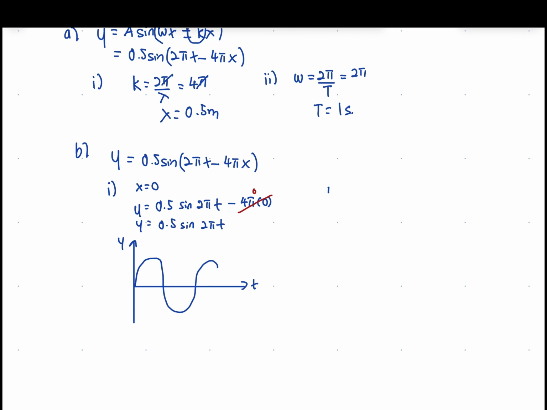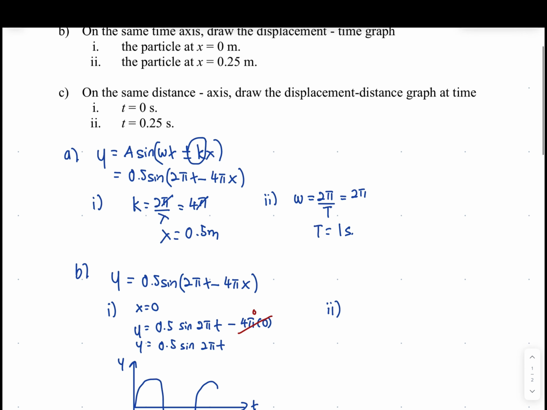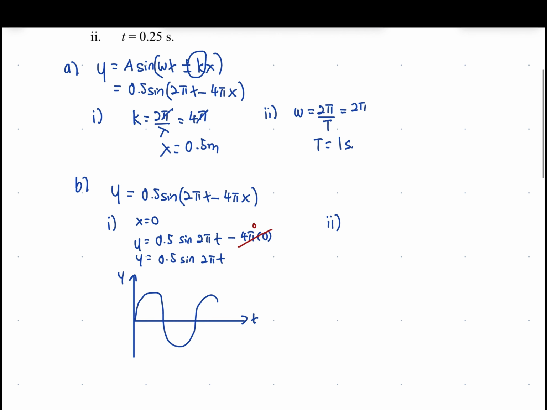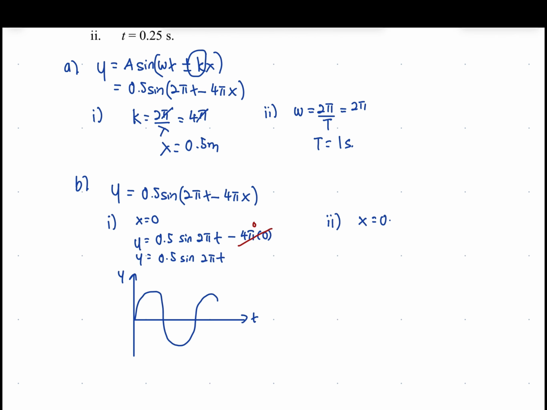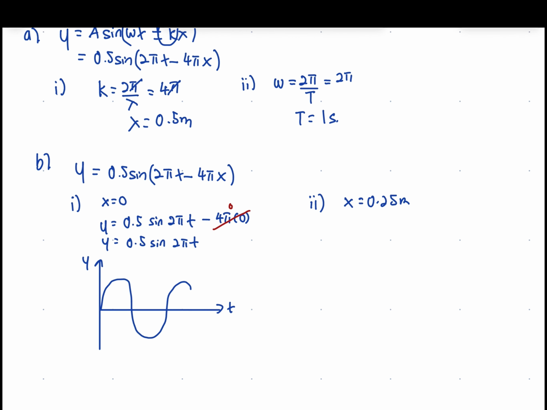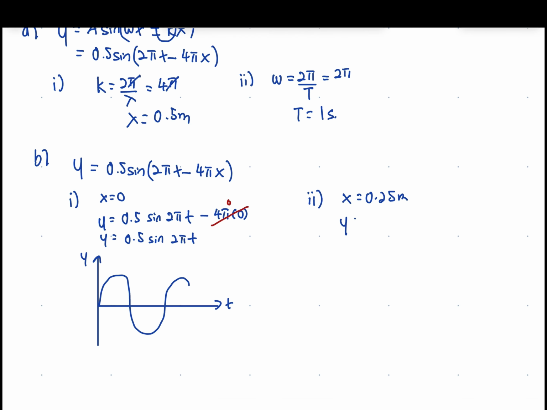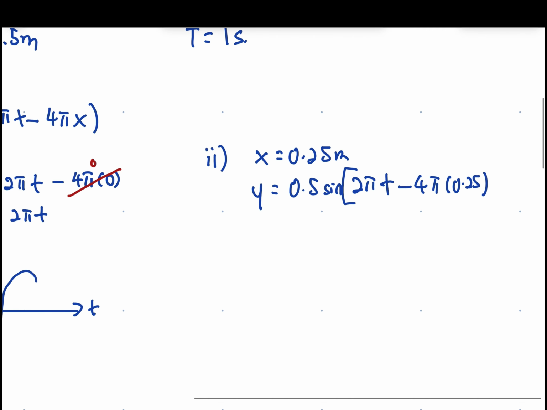This is the one that's a bit difficult. When the value of x is given here, number 2, it's not 0, but x is equal to 0.25. So when x is equal to 0.25 meter, when you substitute in the equation, my equation here will become 4 pi multiplied with 0.25. This is where I have substituted in my equation the value of x equals 0.25.